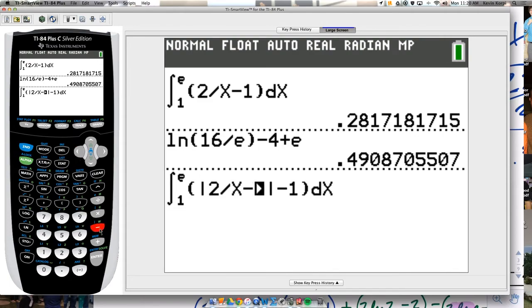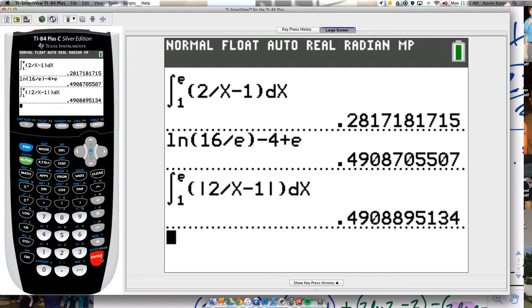So let's see if I do a minus 1 inside the absolute values. There we go. Let's double check. How's that look? Before we hit enter, does that look good? Yeah.